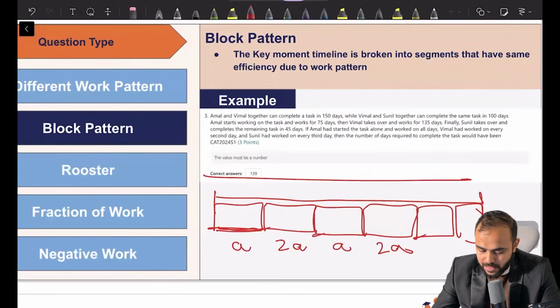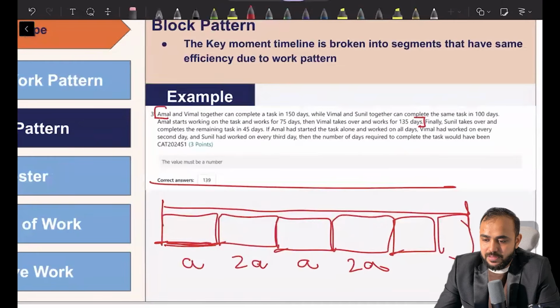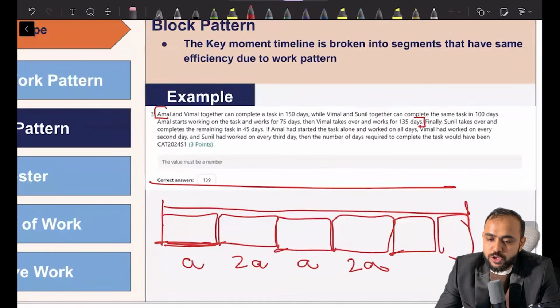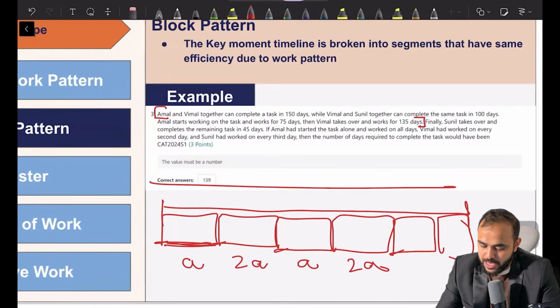If you look at this example, the first statement that I have marked here, what is this? They are trying to give you information, and have they given the information to you as a ratio or as an equation? As an equation, they have given you three separate equations through which you will calculate the ratio of Amal, Vimal, and Sunil.